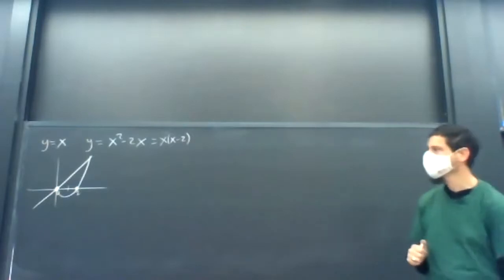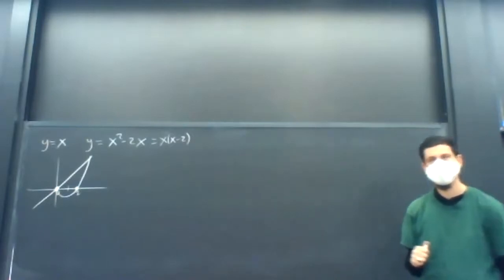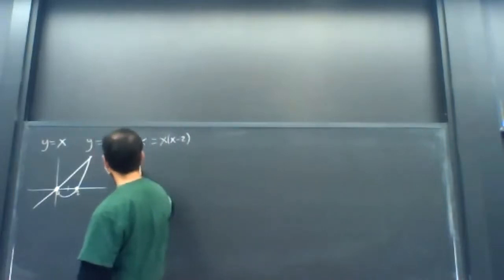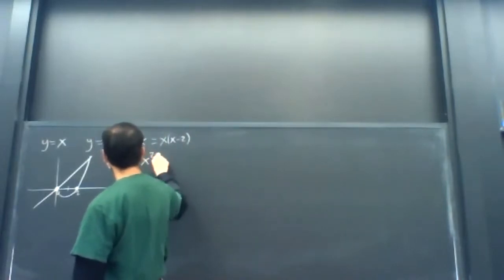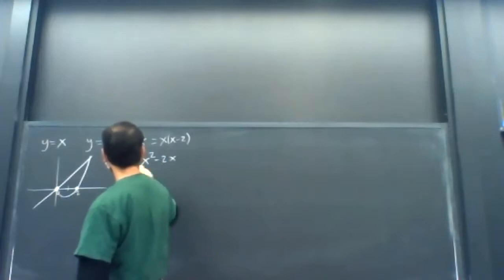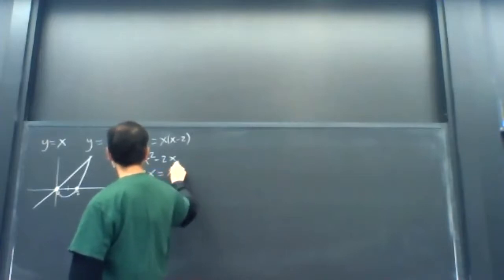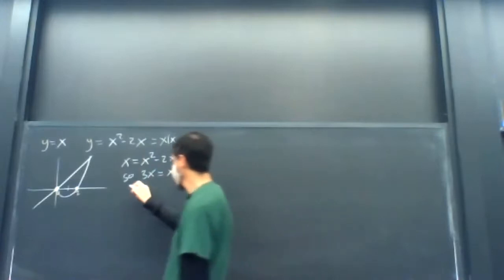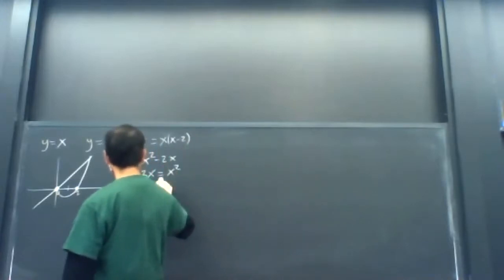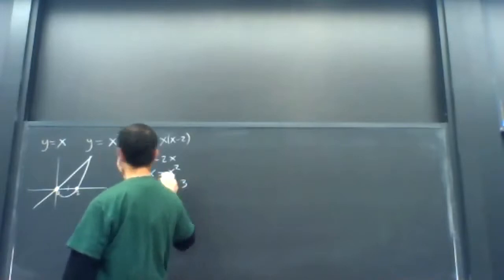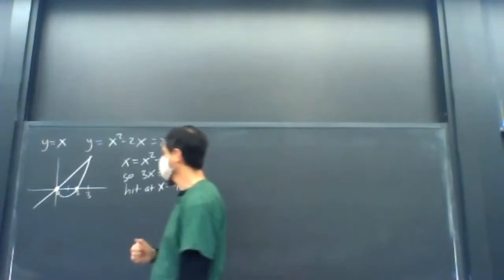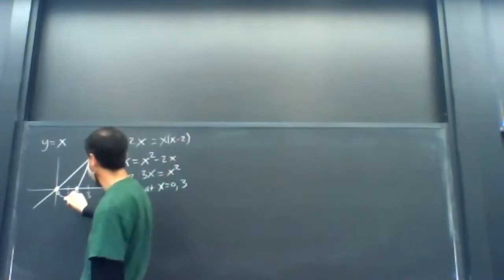How would I find where the two curves meet? Yeah, so I want x equals x squared minus 2x. So 3x equals x squared. So they hit at x equals 0 and 3. And so it looks like my picture is actually a reasonable picture.